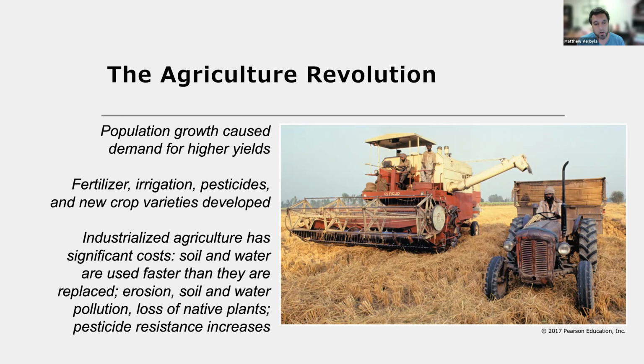So soil and water are used faster today than they can be replaced, and problems like erosion, soil and water pollution, the loss of native species, and the resistance of crops to pesticides has increased, creating new types of environmental problems.